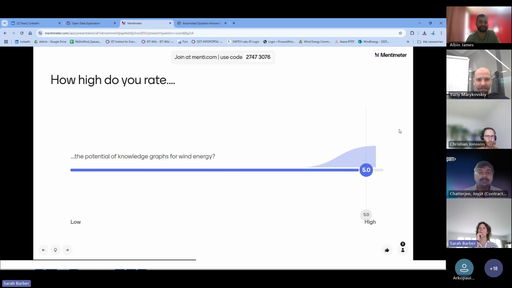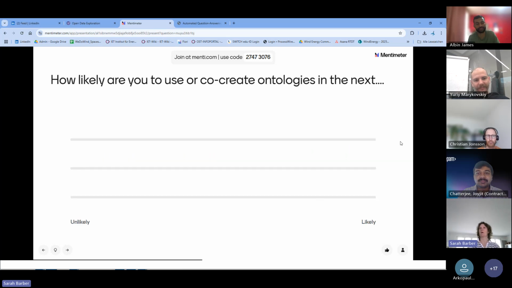How high do you rate the potential of knowledge graphs for wind energy? Brilliant. Everyone thinks it's got a high potential, but no one's got experience in it yet, which is where I see a chance for Task 43 to contribute, hopefully, through learning and working together on projects like Joyjit's project, for example. So we've got a very high value there.